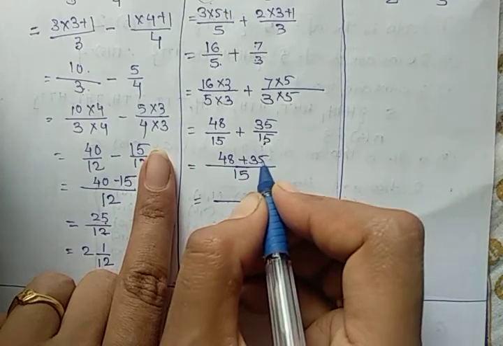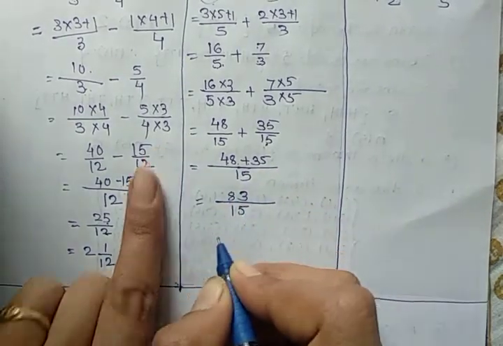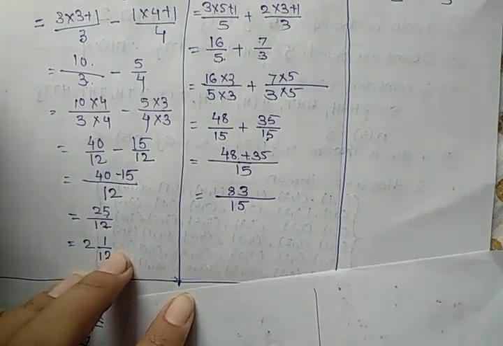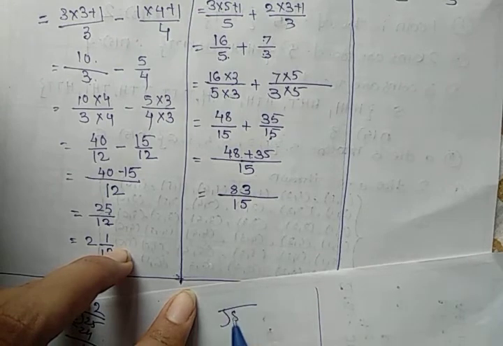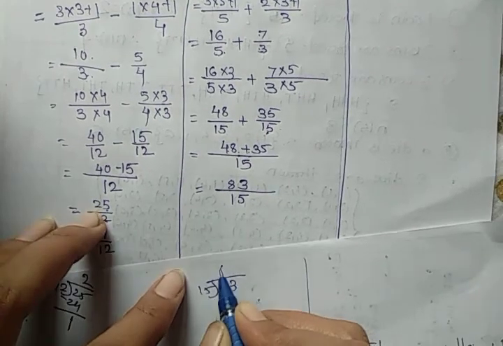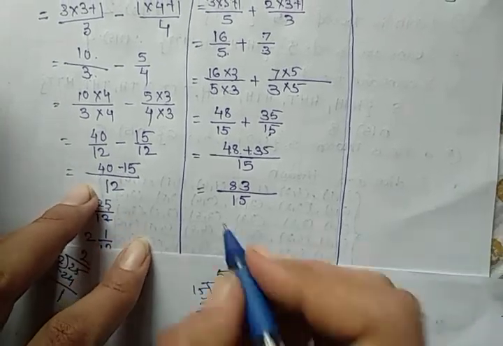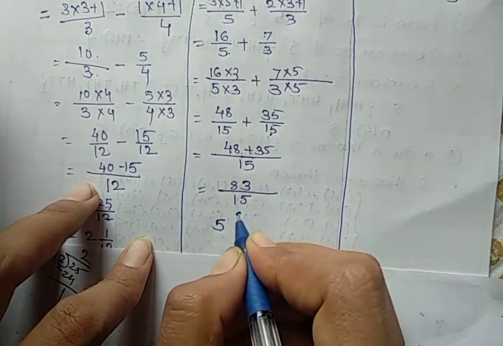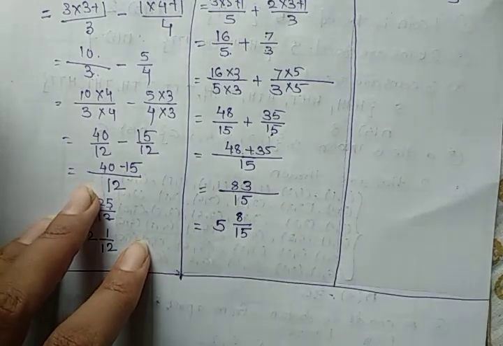Here 48 plus 35 is 83 upon 15, is the answer. Now convert this improper fraction into a mixed number. 83 upon 15. 15 fives are 75. Remainder is 8. So the answer is 5 complete 8 upon 15. This is the answer.